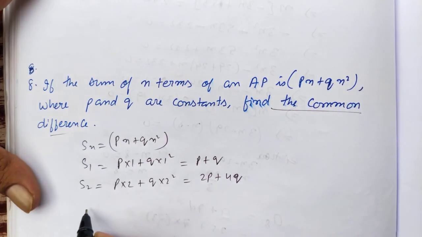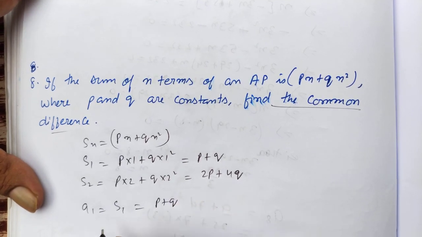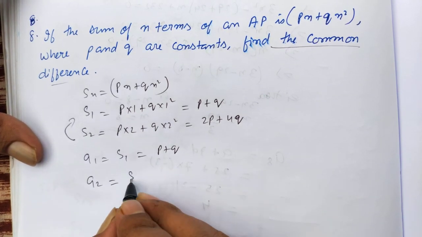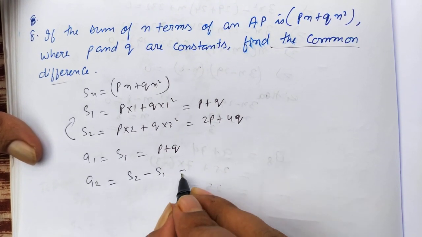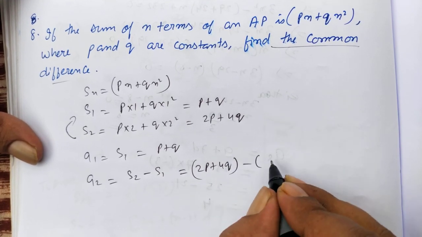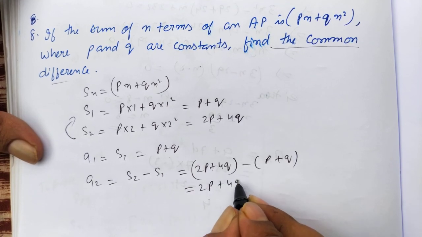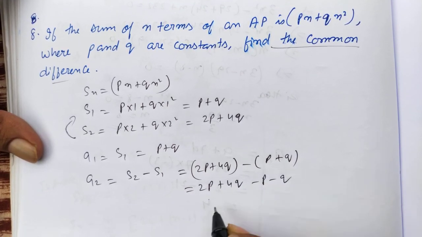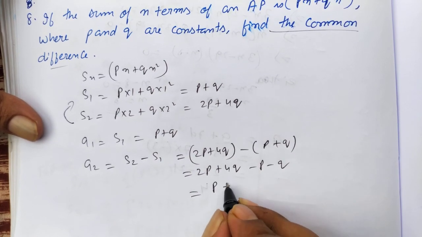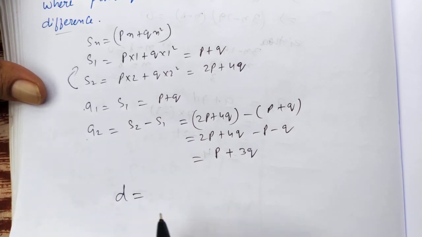So A1 will be the first term, that is P plus Q, and A2 is the second term. The second term we get by subtracting these two, S2 minus S1. We did this in grade 10 also. That is 2P plus 4Q minus P plus Q. Subtract this. So we are getting P plus 3Q.